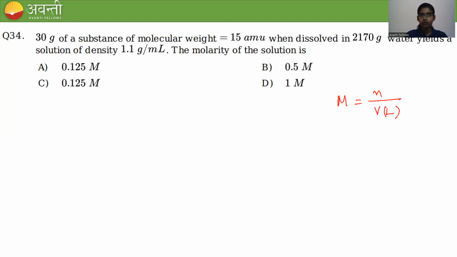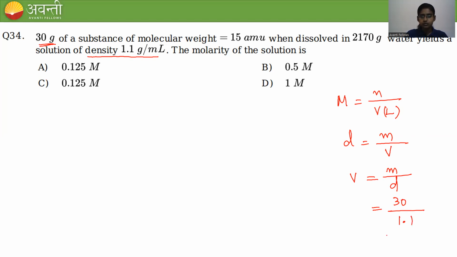No, we don't have the volume. We just have the density. So we know that density is equal to mass by volume, and from this you can find the volume from mass by density. So what is the given mass? The given mass is 30 gram. 30 gram is the mass of the substance. And the density is 1.1.